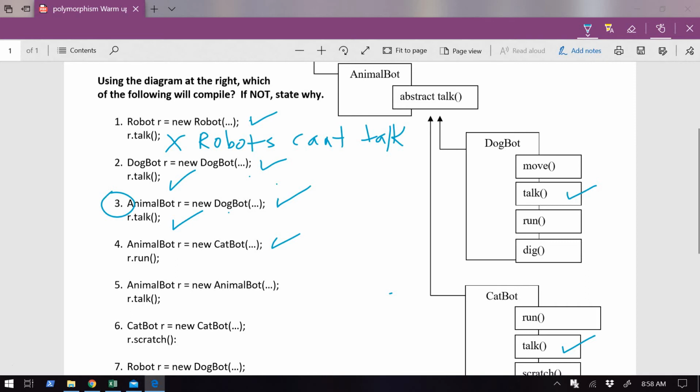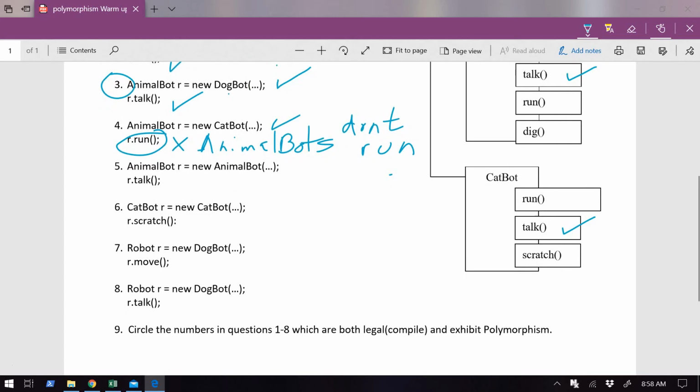The only thing an animal bot can do is move or talk, and therefore it cannot run. So that method there is a no-go because it only has the capability of an animal bot, and animal bots can't run. So animal bots don't run. Perfect.